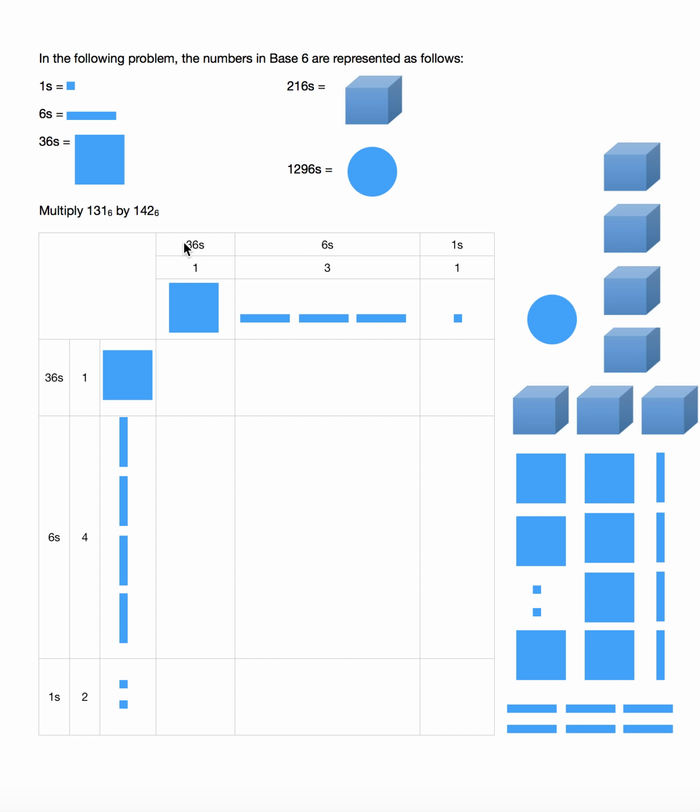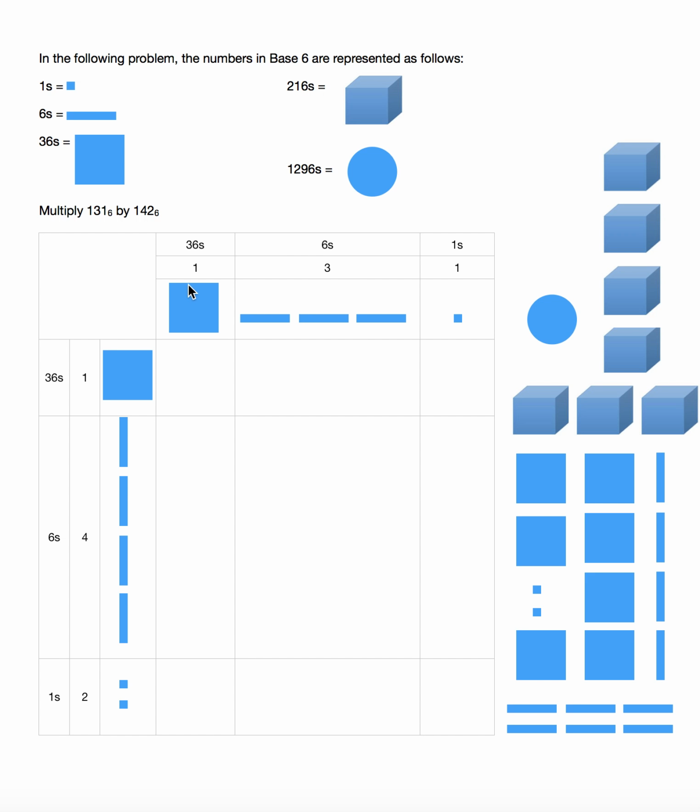Down here I have a table where I have represented each of the numbers, 131 base 6 and 142 base 6. 131 is here: a 1, a 3, and a 1. The 1 is in the 36's place, so it's represented by a flat. The 3 is in the 6's place, so it's represented by 3 rods. And the 1 is in the 1's place, represented by 1 small unit square. Over here in the vertical column, we have 142, and the 1 is in the 36's place, so it's represented by 1 flat. The 4 is represented by 4 rods, and the 2 by 2 unit squares.